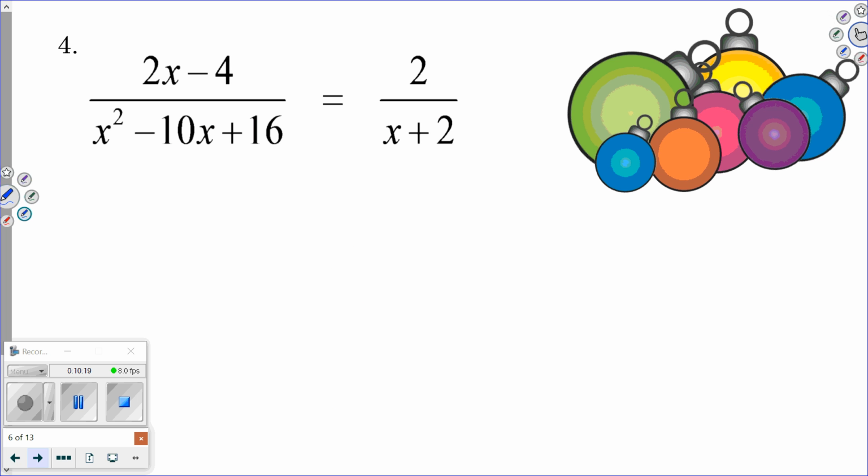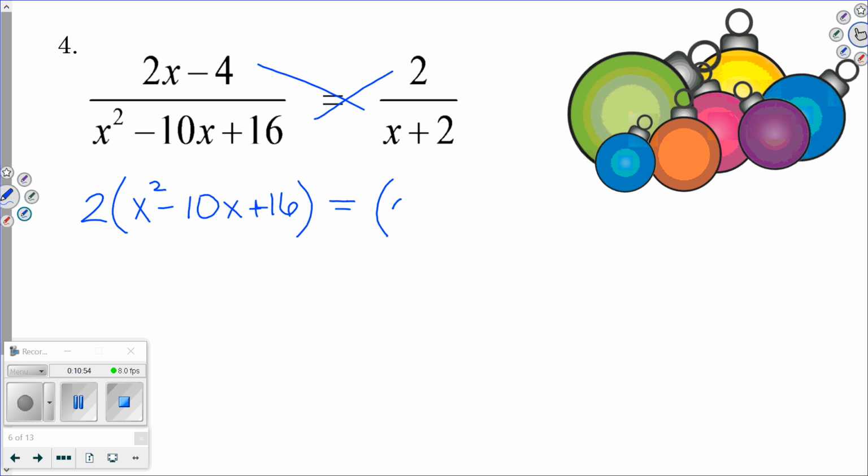All right, guys, last one for today. Okay, last one. So cross multiplying here, again, does not matter which way I go first. So I have 2 times x squared minus 10x plus 16. Equal sign. Can you see how people lose the equal sign? Like, it happens a lot. People forget that equal sign in there. Cross the other way. So I have 2x minus 4 times x plus 2.